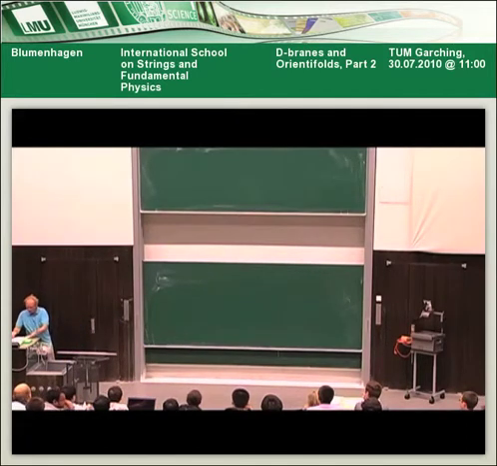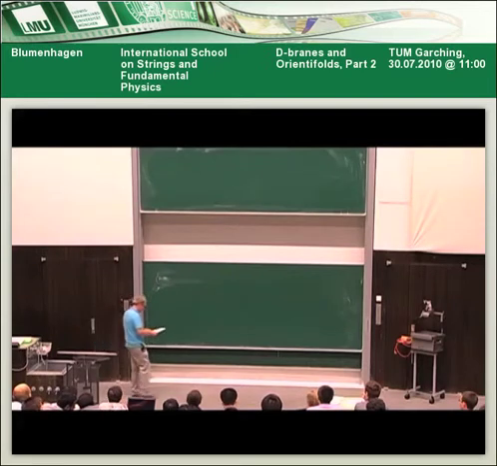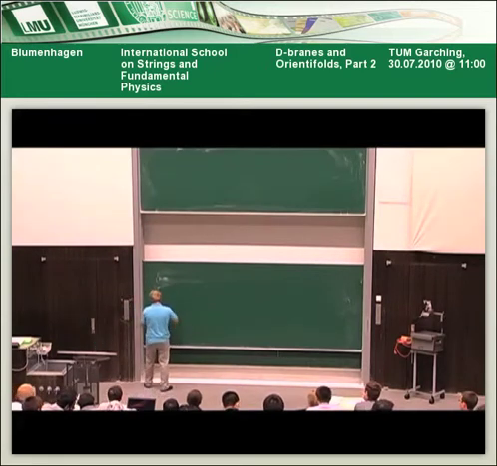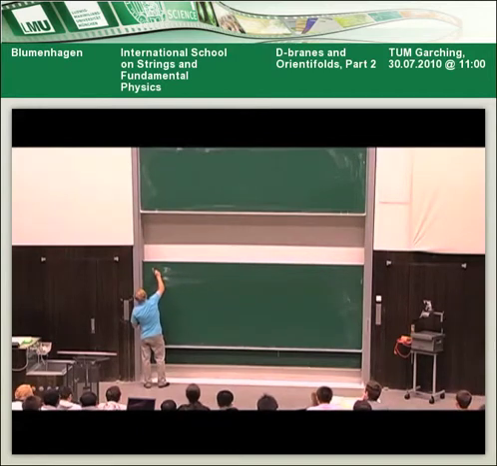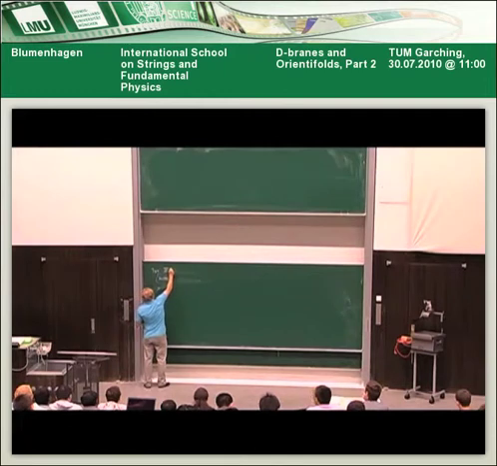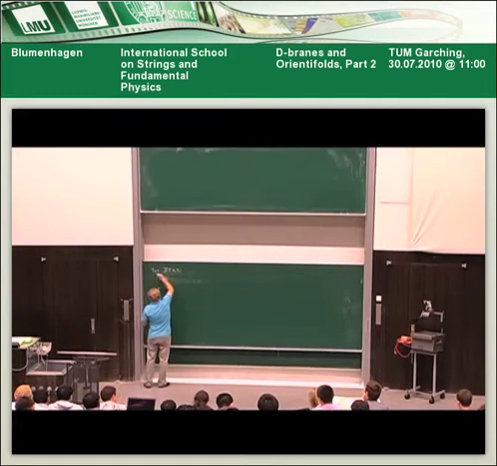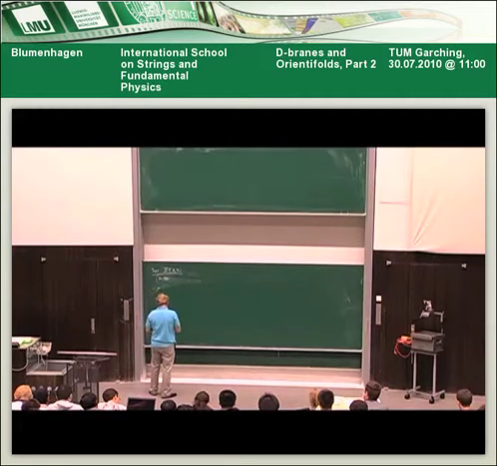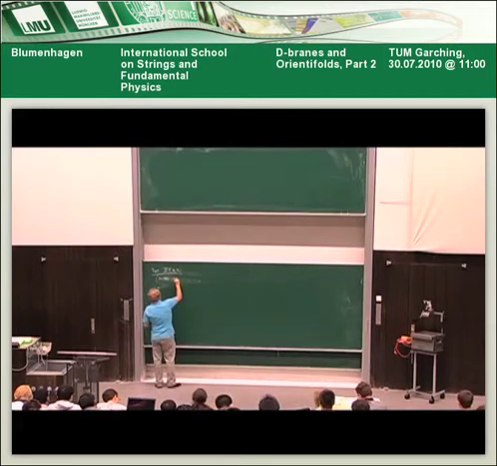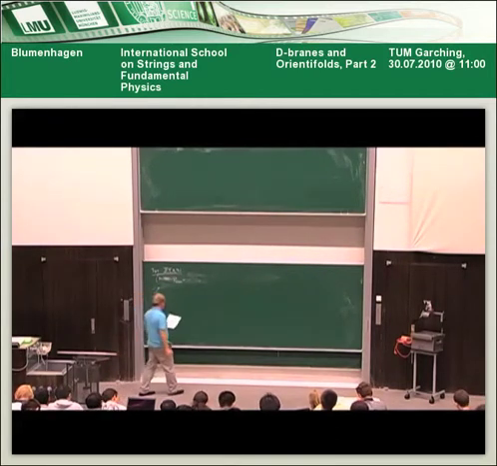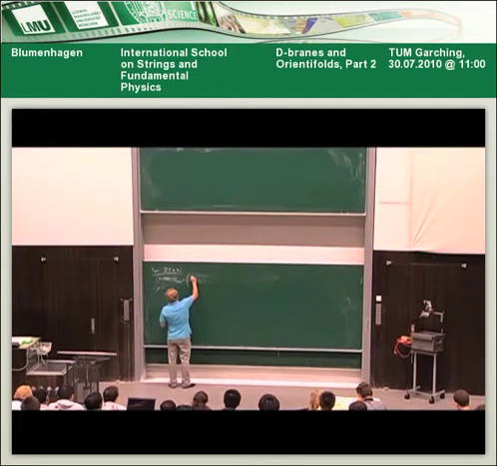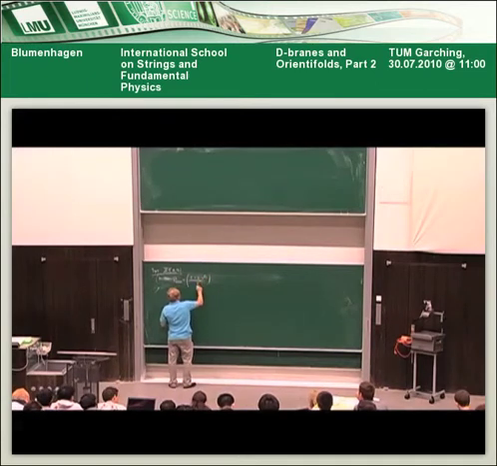Okay, so if we now collect everything together, remember, we're doing the type 2 string now. There's A and B, two different kinds. They are distinguished by how the GSO projection acts on the left moving and right moving Ramond sector. So there are two GSO projections. I hope this has been explained, I'm not sure, in his lecture.